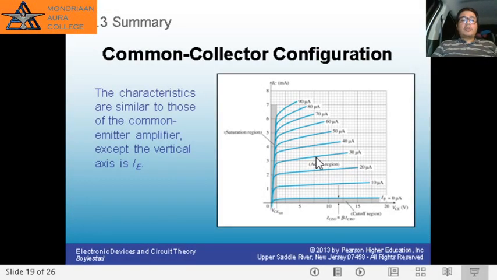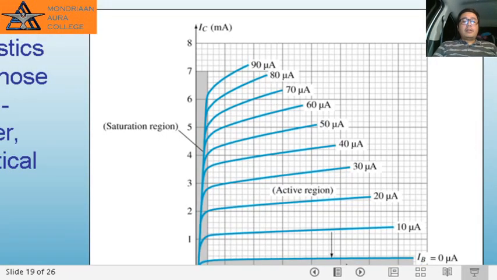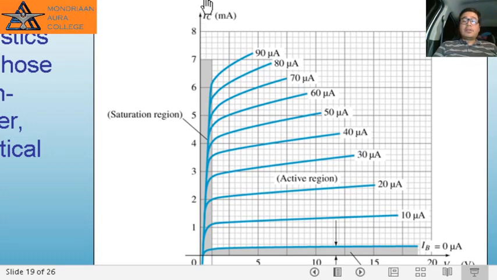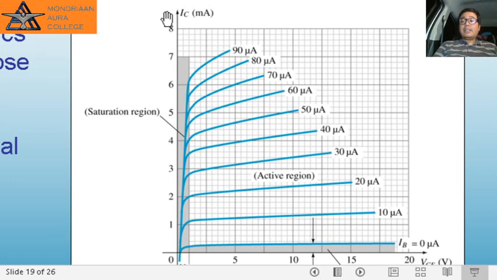This is the common collector characteristic curve. Actually, similar lang yung characteristic curve ng common emitter tsaka ng common collector. But the main difference is yung ating output side. Sa ating output side, remember sa ating common emitter, ang y-axis ay I sub C because the output current is I sub C. Sa common collector, ang output current natin ay I sub E. Therefore, kung ito ay para sa common collector, kailangan palitan natin ito ng I sub E. And then, the rest is just the same.